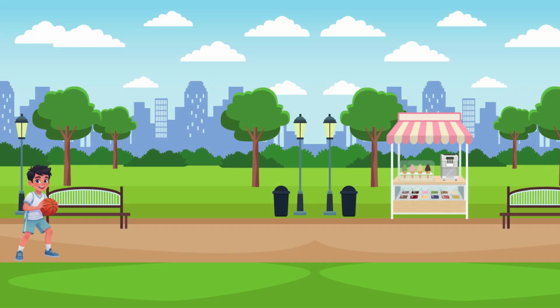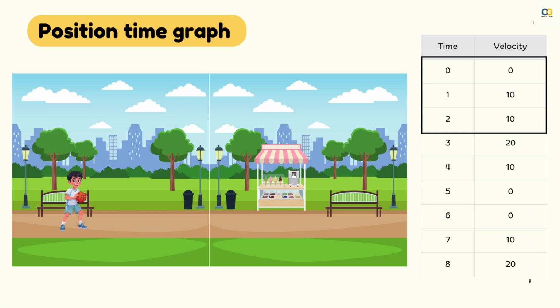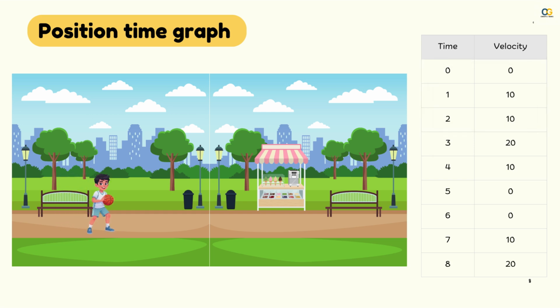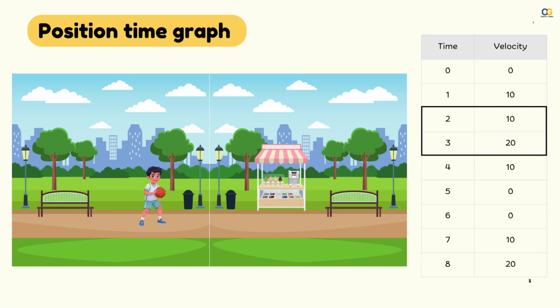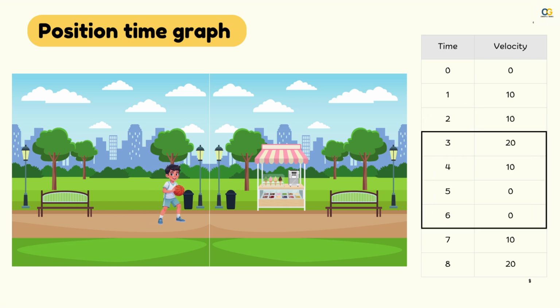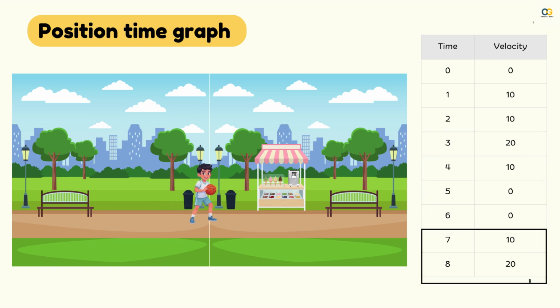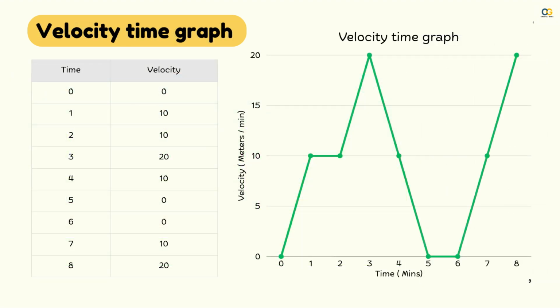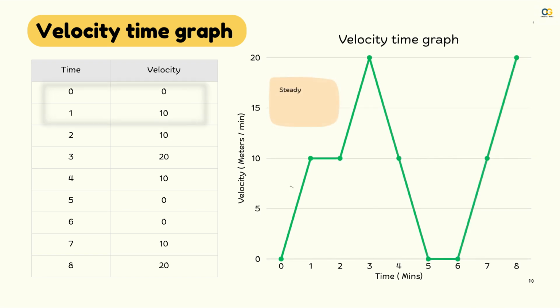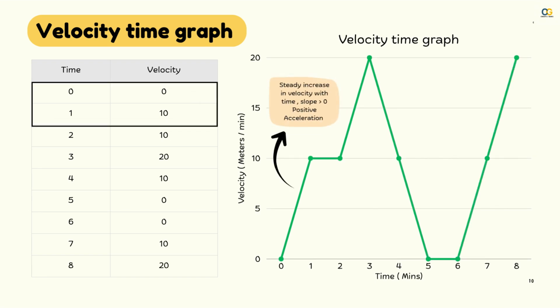In the same case where Arav has moved to the ice cream shop, if I consider the velocity of Arav at different time instances, where initially he starts at 0 and moves at a constant speed, sees the ice cream shop and increases his speed to 20, and then reduces his speed to 0 to stop and tie his lace, and again starts moving by increasing his speed, we get the velocity time graph where we plot the velocity with respect to time.